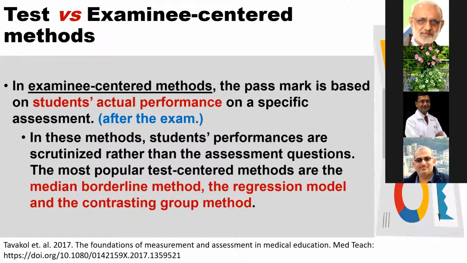Whereas in the examinee-centered methods, the pass mark is based on students' actual performance on a specific assessment. Therefore, it is applied after the exam is over. In these methods, students' performances are scrutinized rather than assessment questions. The most popular examinee-centered methods are the median borderline method, the regression model, and the contrasting group method.